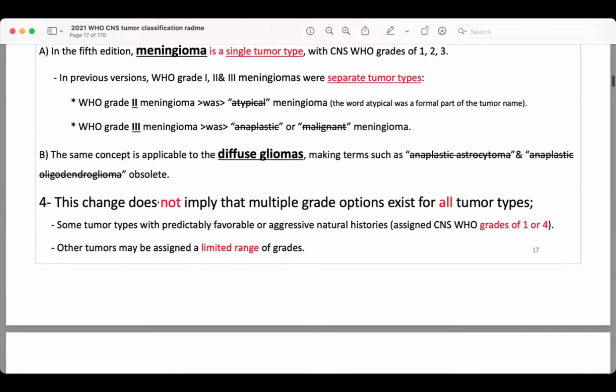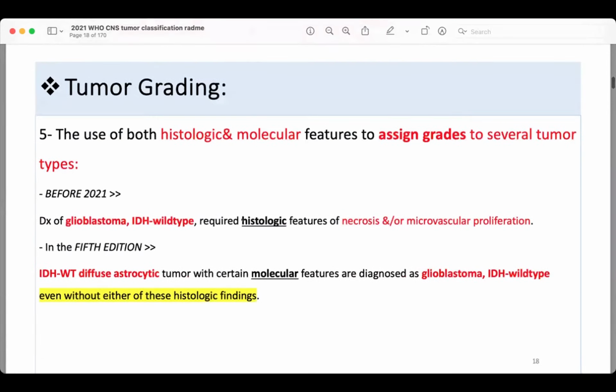Also, this doesn't imply that multiple grade options exist for all tumor types. Not all the tumors have the same grading from 1 to 4. Some of them never have grade 4. Some of them always have grade 1 or 2, and like that.